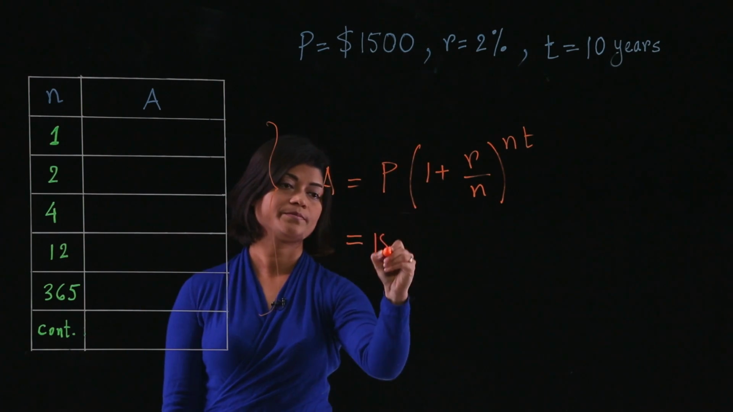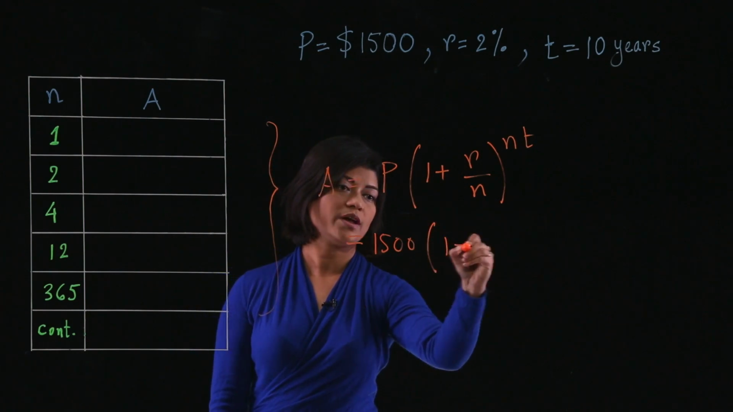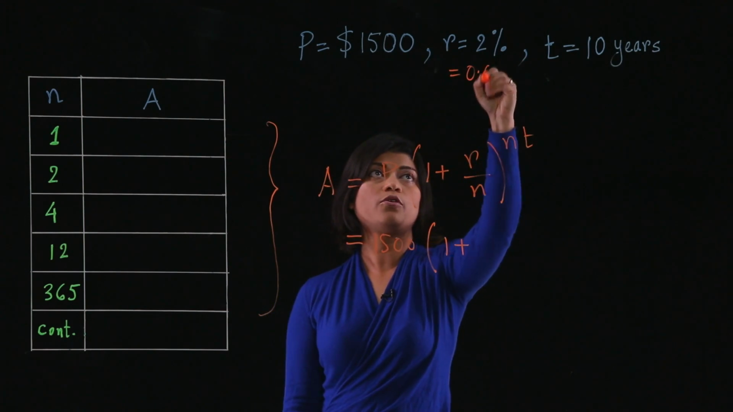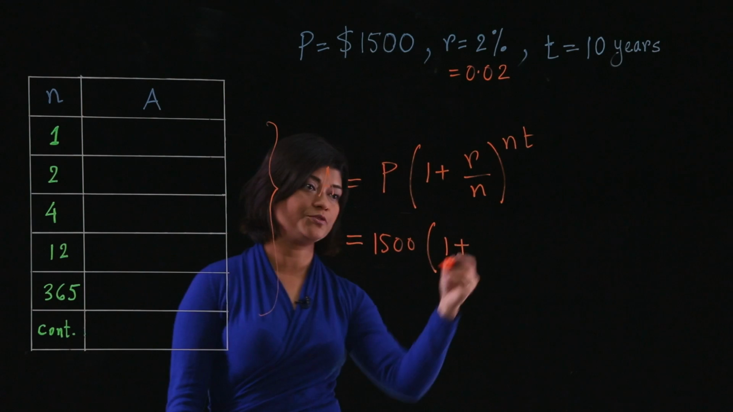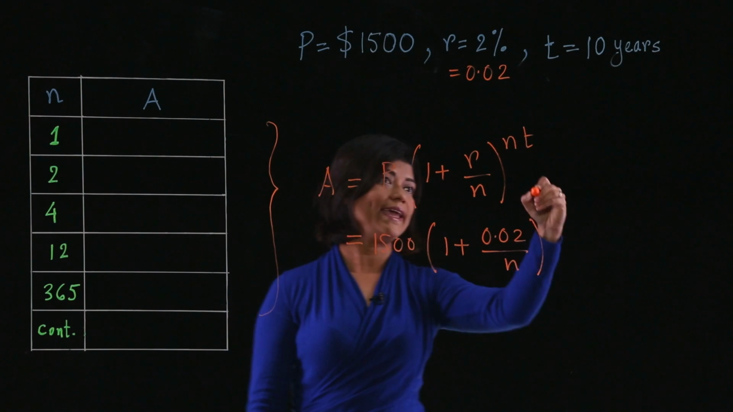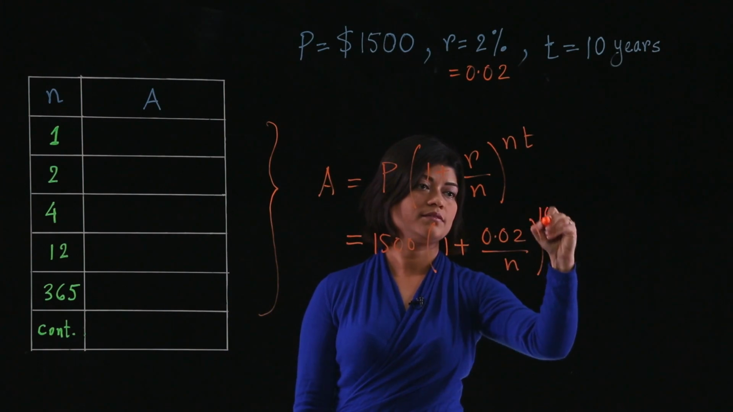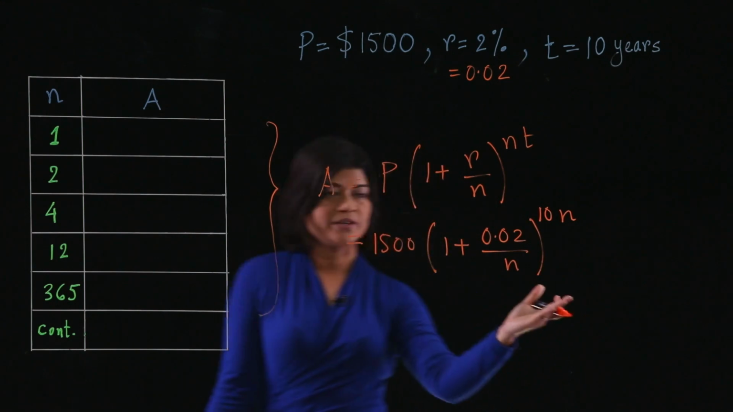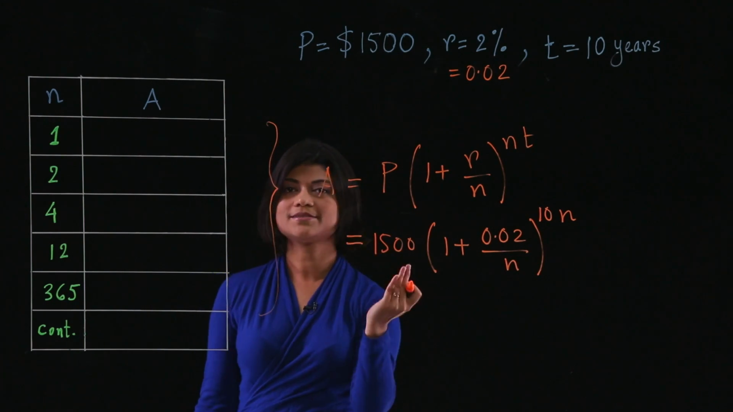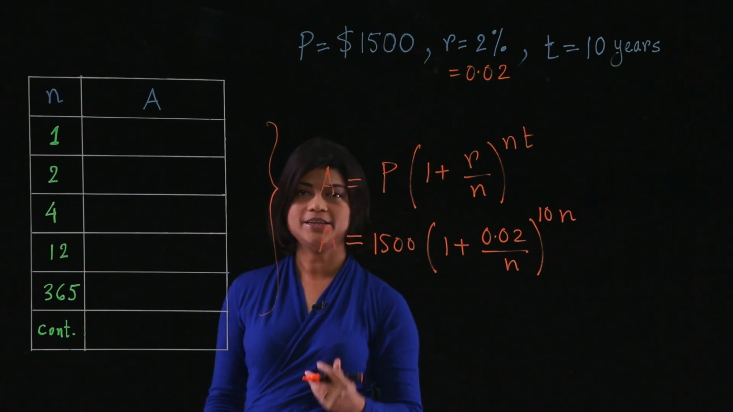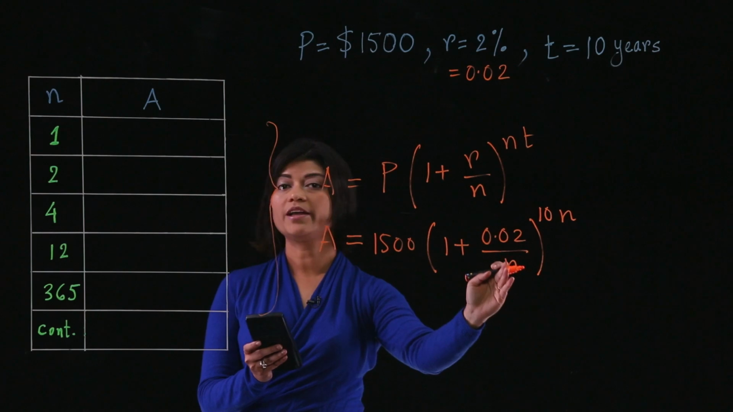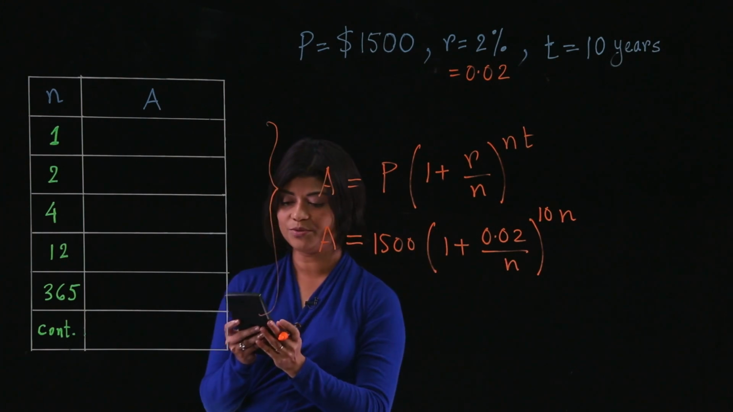P is 1,500 times 1 plus. Now the rate is 2%. 2% means 0.02. So that's the number you will be using here. So 0.02 divided by n to the power n times t. T is 10, so 10n. So as you can see, we have the formula. When we plug in various n values, we will get various balance, that is A. So we can use a graphing utility, plug in this formula, and then plug in various n, and we will get the numbers that we want.